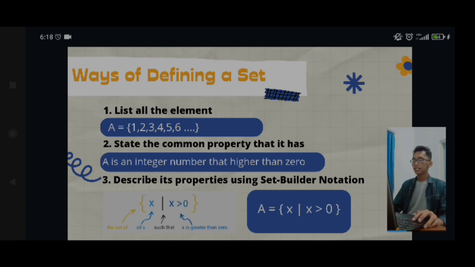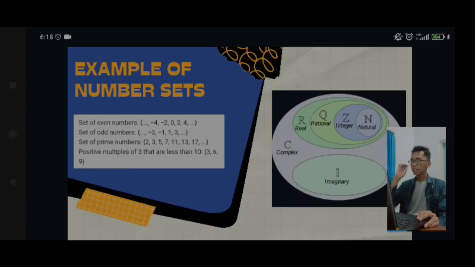The next is the example of number sets. We already explained some numbers, for example in our real life. But there are also some examples of numbers because we talk about math, of course. We always talk about numbers.